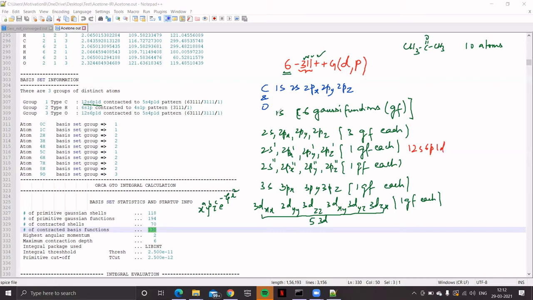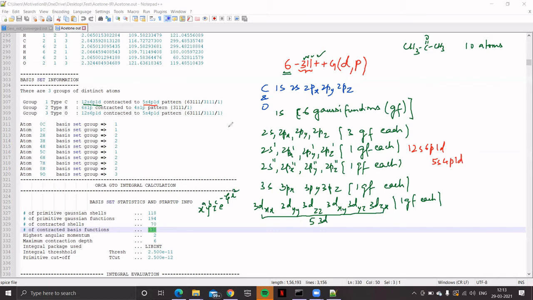Contracted to how many contracted basis functions? How many types of contracted basis function for s? It will be 1 for 1s, then 2s, then 2s dash, 2s double dash, and 3s. Total s will be 5 types. It will be 5s. And then how many p? That will be 2px, 2px dash, 2px double dash, and 3px for each p. So total 4p. And how many d? Each one is 1d. That's this terminology. 5s, 4p, and 1d. So this many Gaussian functions are contracted to this many basis functions.